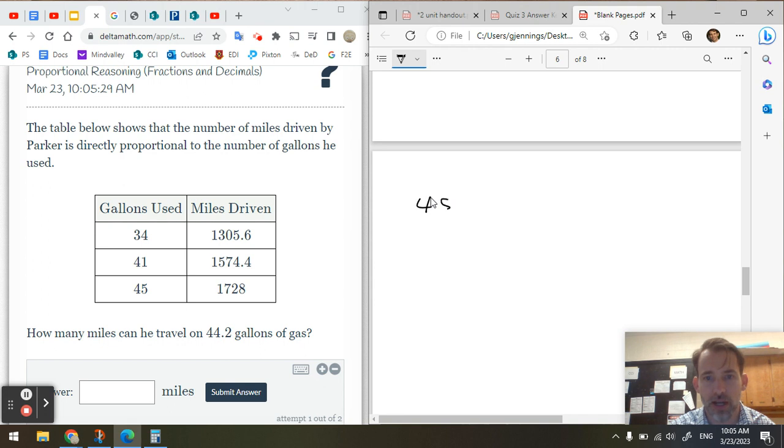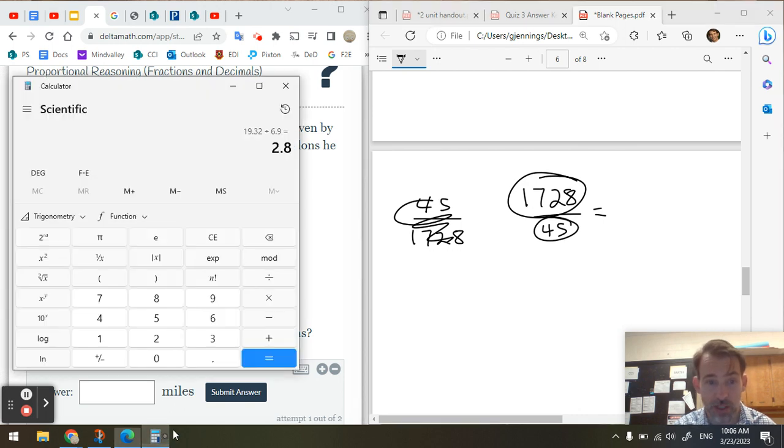So what we know is 45 over 1728 is... actually, let's not set it up this way. This is the way I would set this up. 1728 divided by 45 will give us the unit rate. That's how many miles he will be able to travel on 1 gallon, because when I divide this out, it will give me the number of miles per 1 gallon. I know that I'm going to get a decimal here. 1728 divided by 45 equals 38.4. Well, that's great. 38.4 miles per gallon.